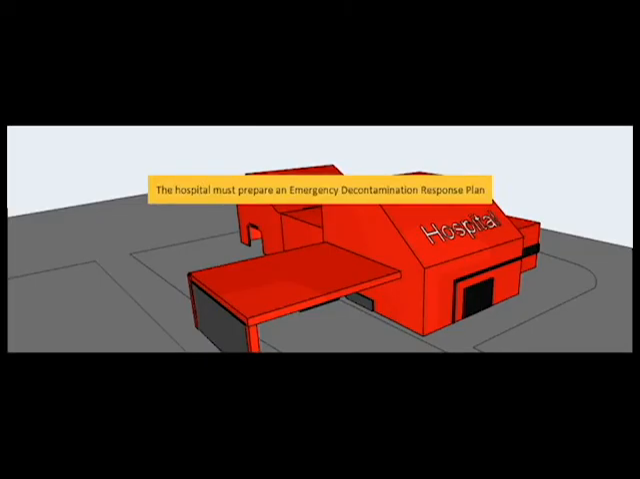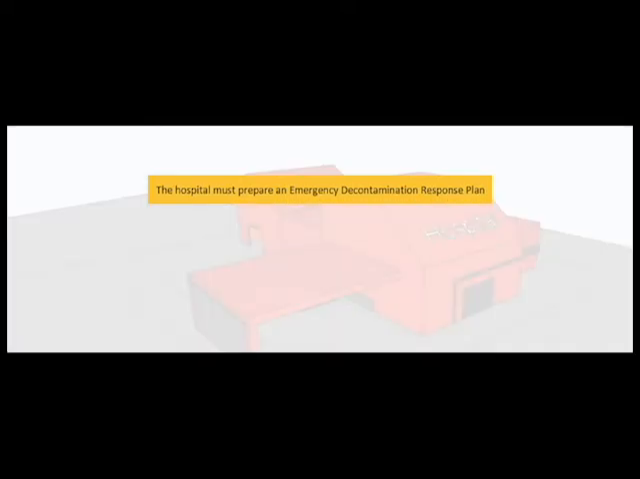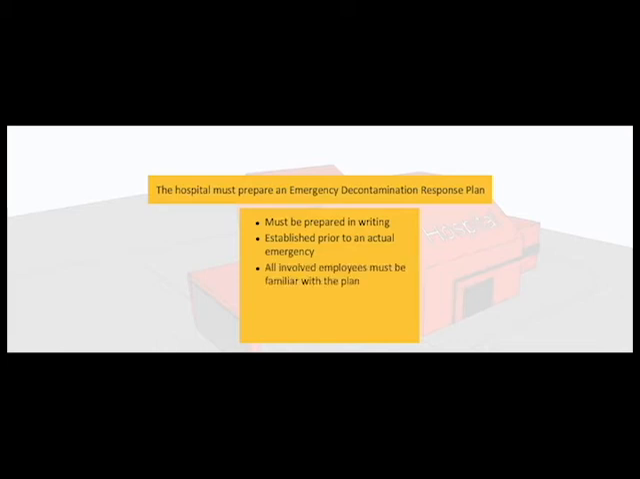The hospital should prepare an emergency decontamination response plan even if community coordination has not been initiated or completed. The hospital's plan must be prepared in writing and established prior to an actual emergency. All employees and affiliated personnel expected to be involved in an emergency response, including physicians and nurses, as well as maintenance workers and other ancillary staff, should be familiar with the details of the plan.